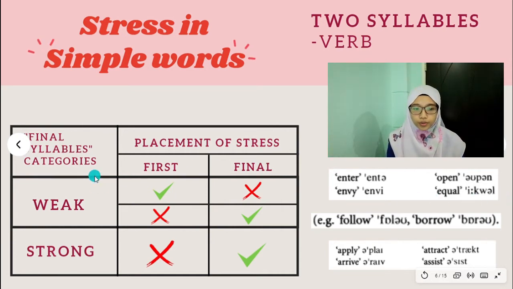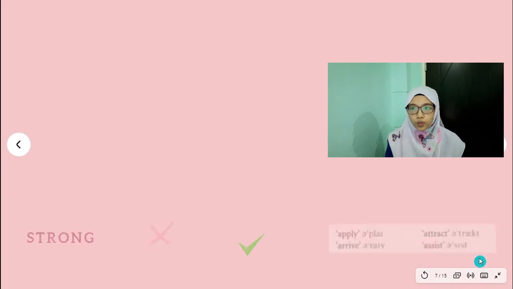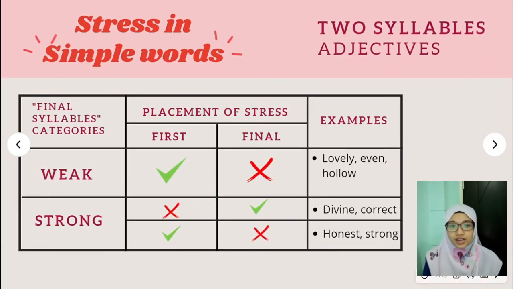Okay, the next rule will be when the final syllable is weak, placement of stress will be placed on the final syllable instead of the first one. The examples are words like follow and borrow. The last rule will be when the final syllable is strong, so the placement of stress will be placed on the final syllable. And this applies to words such as apply, attract, arrive, and assist. Now let's continue with two syllables in adjectives.